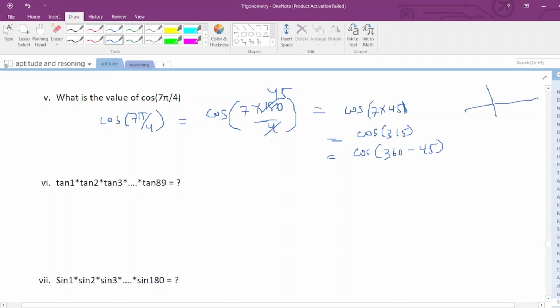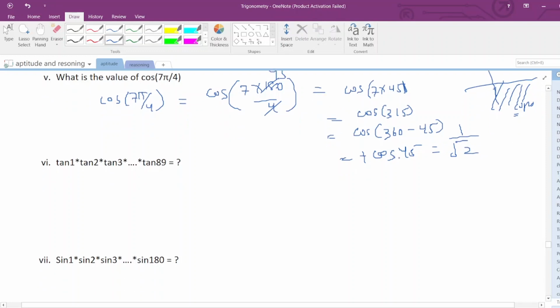So 360 minus theta, this is the fourth quadrant. In the fourth quadrant, for cos 360 it stays the same, no change, so cos came, cos stays. Since it is in the fourth quadrant, C for cos, it's positive. So the answer is 1 by root 2.